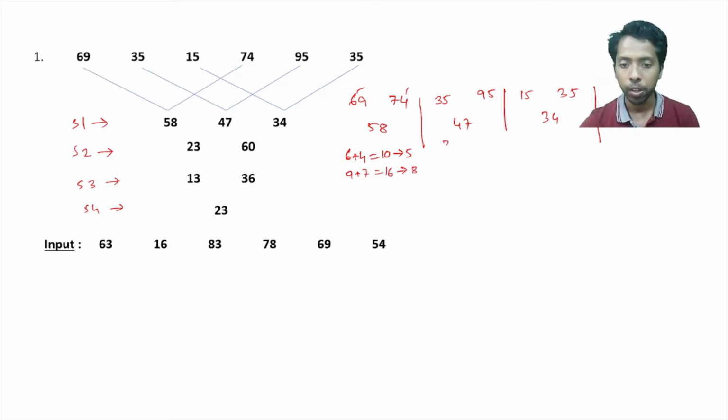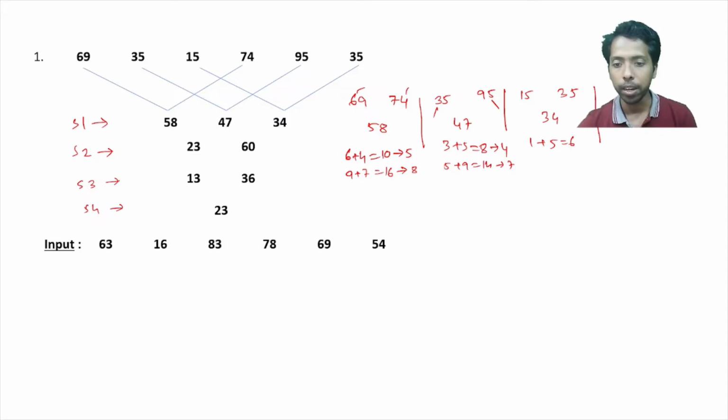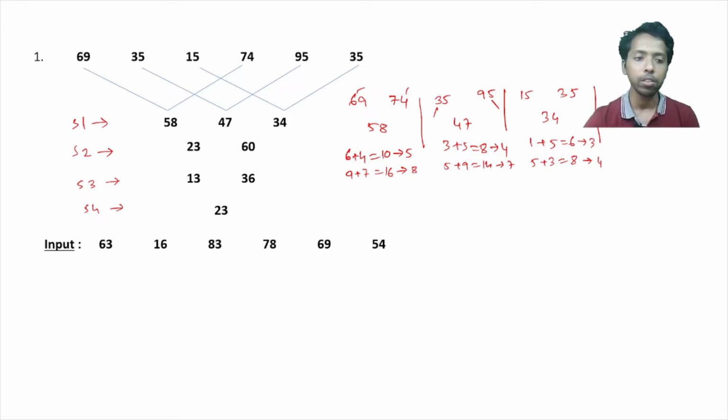58 satisfied. Okay, 3 plus 5, extreme left-hand digit is 3, extreme right-hand digit is 5, so 3 plus 5 is 8. 5 plus 9 is 14, right? Again take the half: 47, satisfied. Now 1 plus 5 is 6, and 5 plus 3 is 8. Again make it half: 34, satisfied. So step 1 is already done, right?